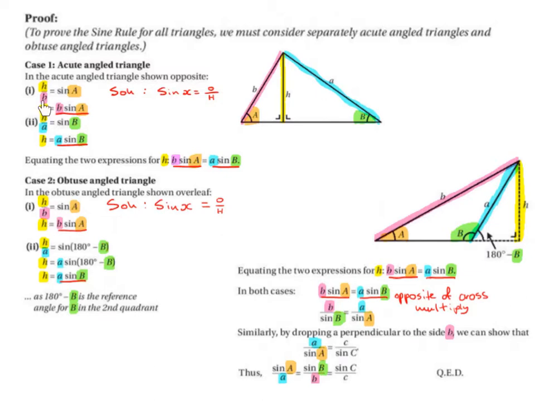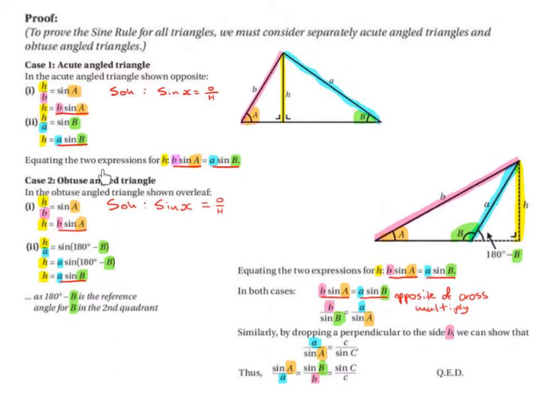So since we have h equals b sine of A, and h equals a sine of B, we can let both of these expressions equal each other, because both of them are equal to h. So equating the two expressions for h, we get b sine of A is equal to a sine of B.